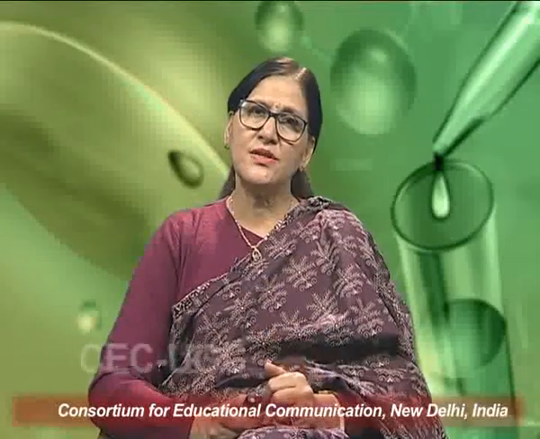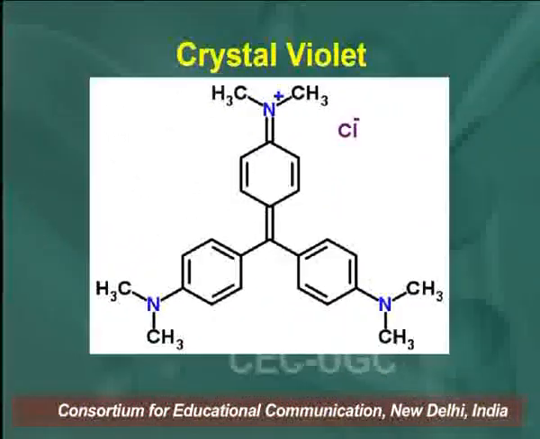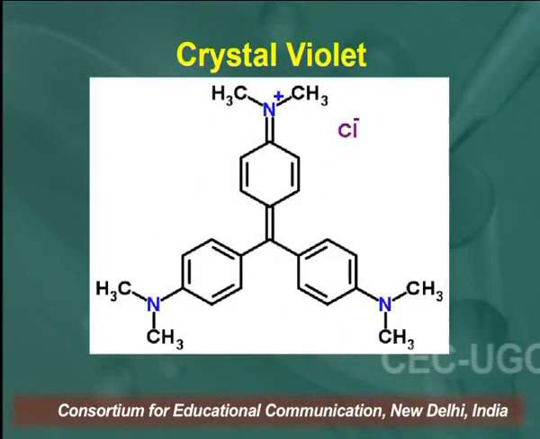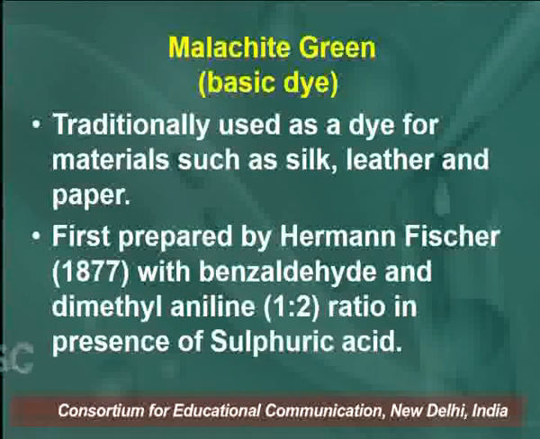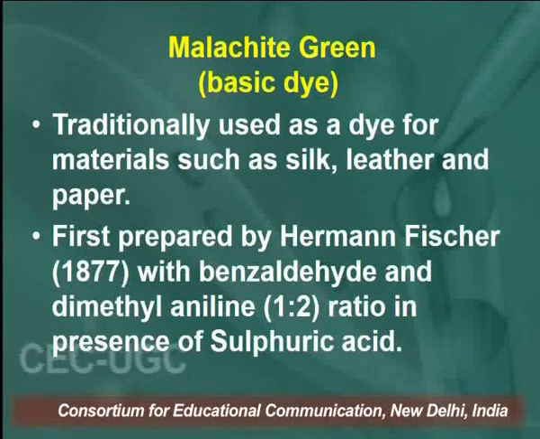This is the structure of crystal violet. So, this crystal violet imparts purple color to the fabric. So, this is triphenyl methane having N-diethyl groups and 3 nitrogens, which is attached to a Cl group. Another important class of dyes is malachite green.